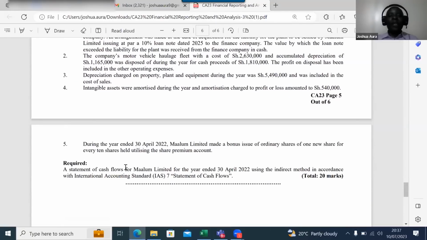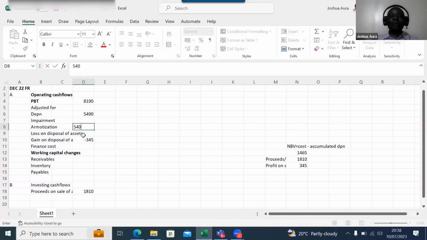Note number 5. During the year ended 30th April 2022, Malum Limited made a bonus issue of ordinary shares of 1 new share for every 10 shares held, utilizing the share premium account. Remember, under financing activities, we normally look at the shares. We normally look at any liabilities, etc. So we are doing very well. Ladies and gentlemen, please listen. And I would want to go back here.